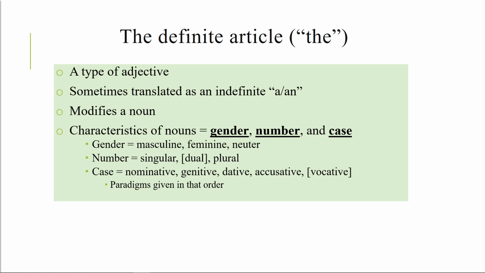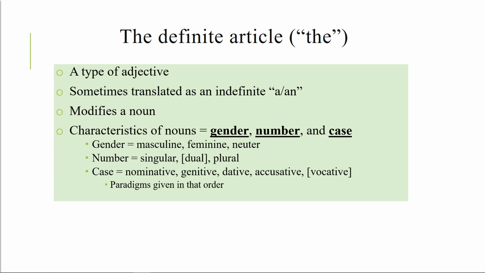Gender meaning masculine, feminine, or neuter. Number meaning singular or plural, because we're skipping dual for the time being. And by case, I mean nominative, genitive, dative, or accusative. And that's the order that paradigms are given. The four most common cases in Greek: nominative, genitive, dative, accusative.